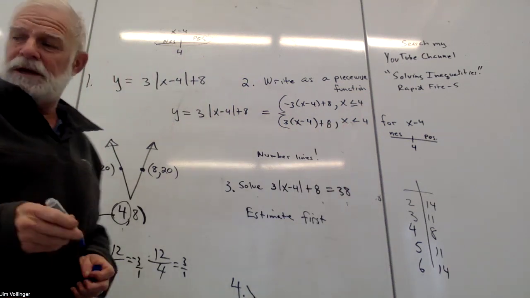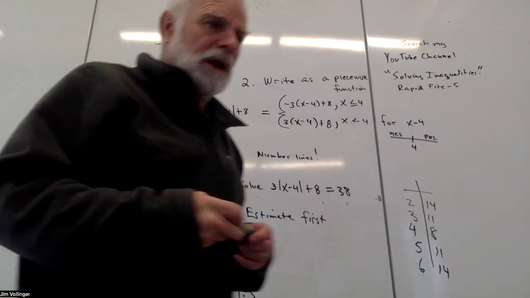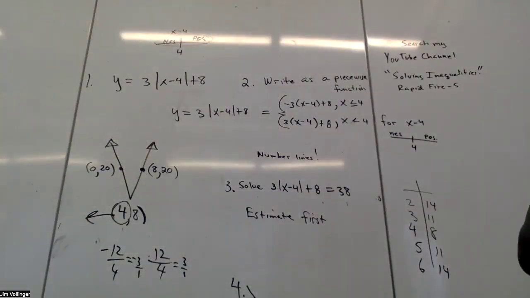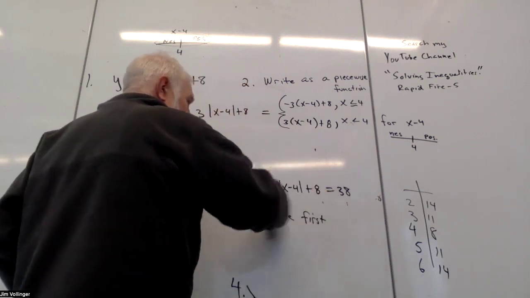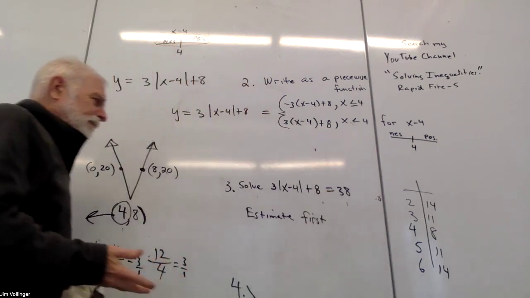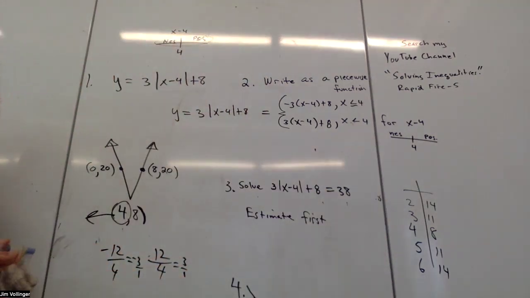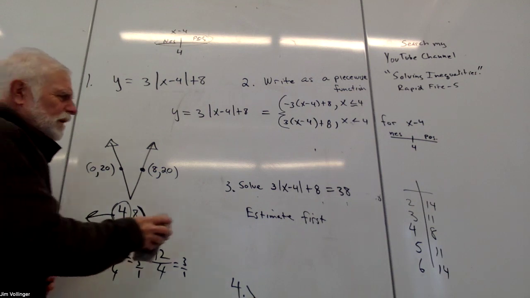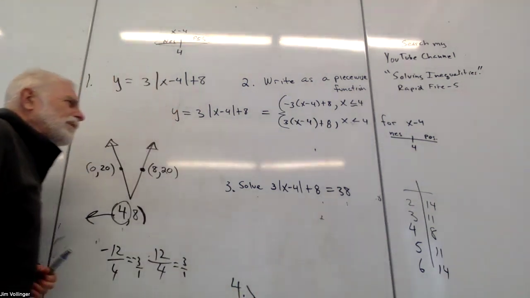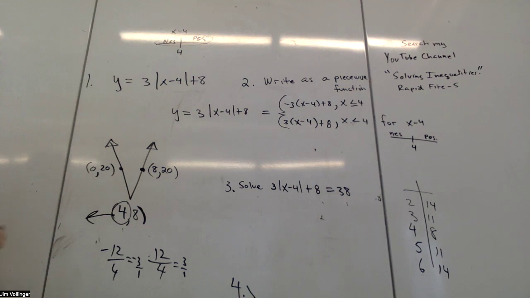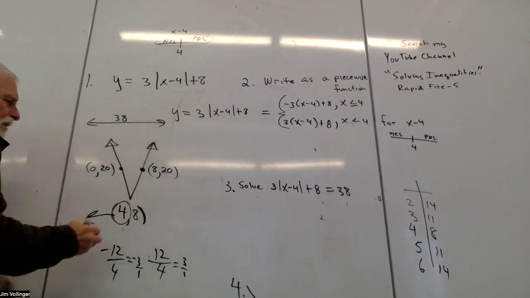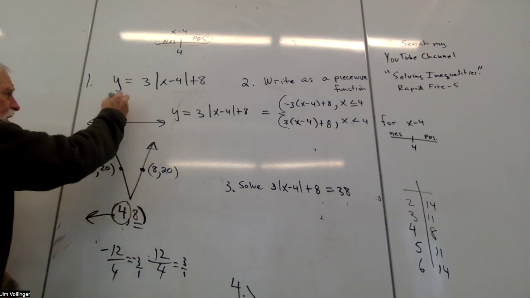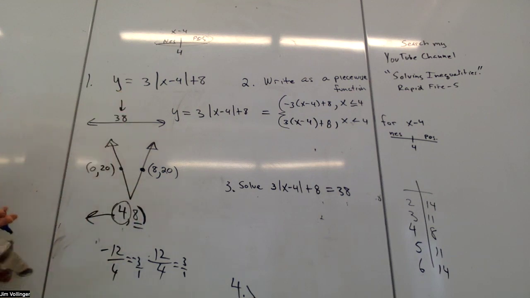So we've already used a number line to think about this a little bit. And now we're going to solve for 38. Let me come back to the picture. And I want you to estimate first. Okay, so we're going to estimate. So how do we do that? How do we solve for 38? 38's up here. Well, the question is, how do you get from 8 to 38? You got to go up 30 units.